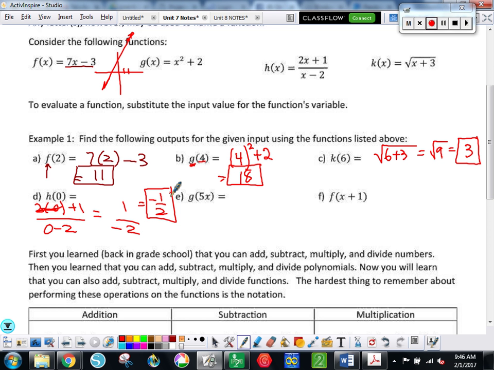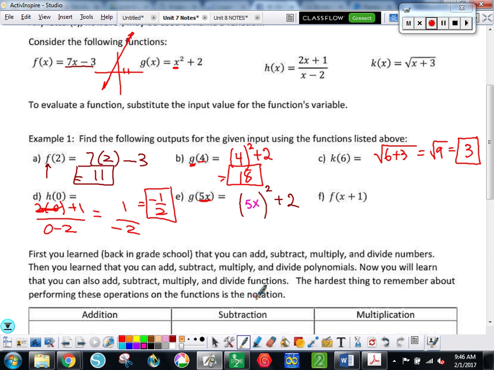Alright, what about the next one? Is it possible to plug a variable into a variable? Yes, we are going to do this. So, if we look at our g function, this is my x variable, right? What am I inputting into this x variable? 5x. So, everywhere there's an x now, what am I going to put? 5x. And then we just have to know how to simplify that.